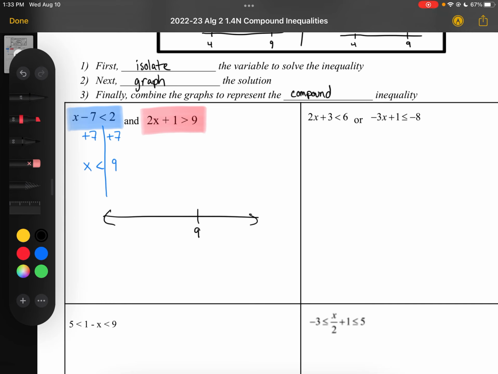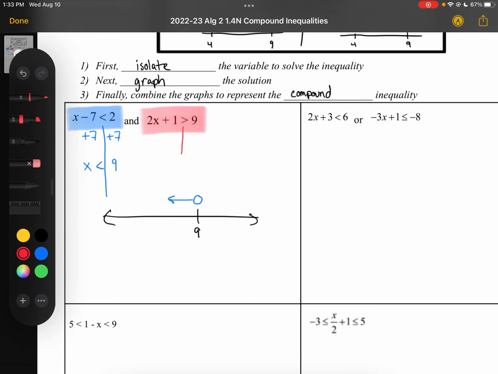Let's throw 9 on the number line, and let's graph it in blue. Starting at 9, nice open circle because there's no equal to. X is less than 9, so we're going to go to the left. And there we go. There's our blue answer.